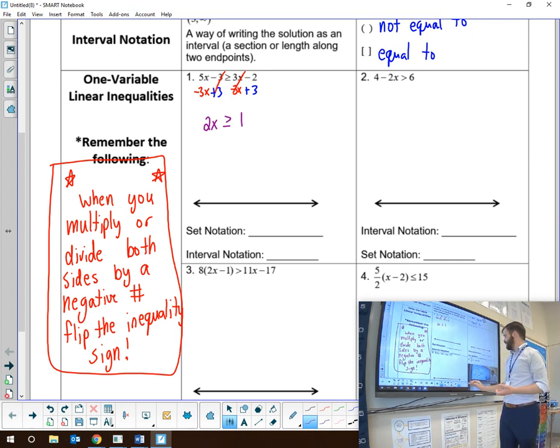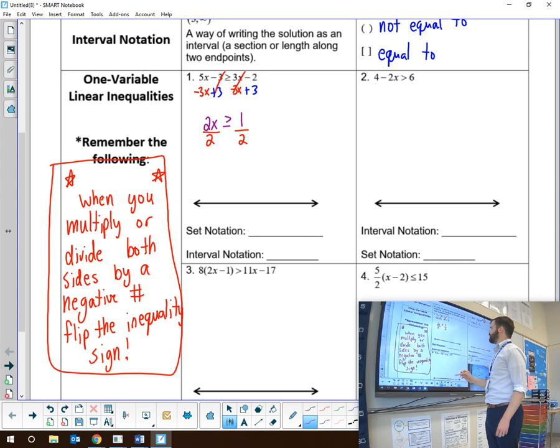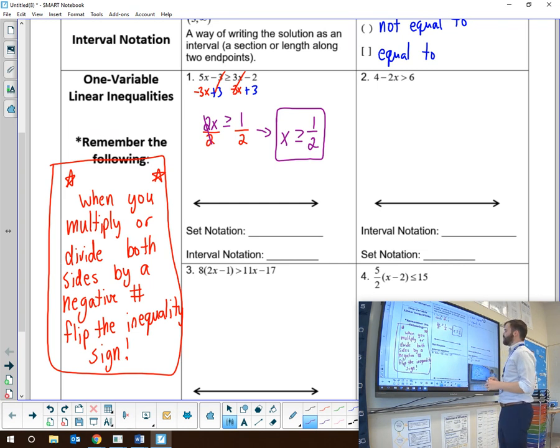To solve for x now, I want to get it by itself. I'm going to divide both sides by 2. So that's going to give me an answer of x, because 2 divided by 2 cancels, is greater than or equal to 1 divided by 2. Remember, this isn't 2, this is 1/2. So x is going to be greater than or equal to 1/2. Remember to square or circle your answer. So there we have x is greater than or equal to 1/2.